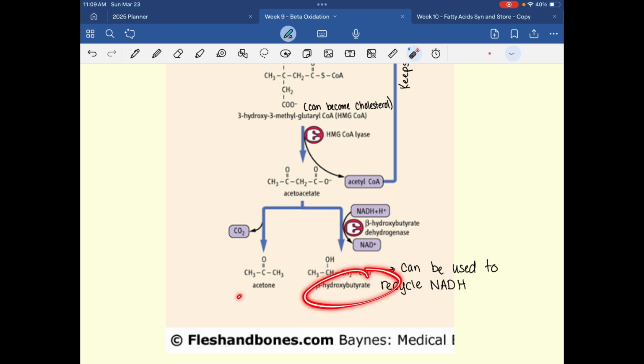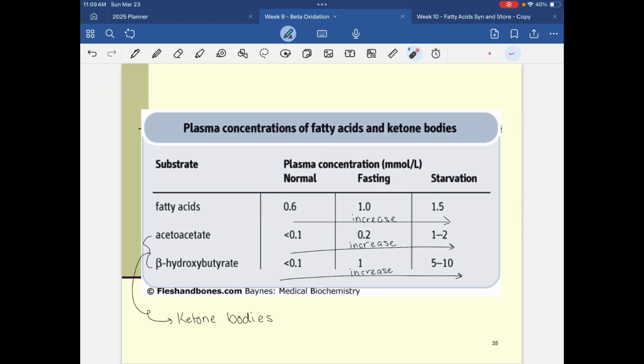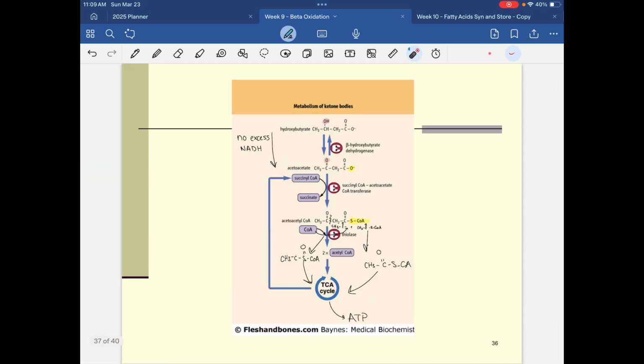Unfortunately, when we make this, we make a little of that too. And that's what we're seeing here. When we break down our fatty acids, we're going to see the buildup of ketone bodies. We're going to see more of them the hungrier we are. So now we have our ketone bodies, like hydroxybutyrate. How do we break them down?